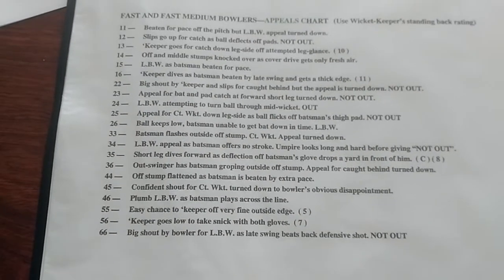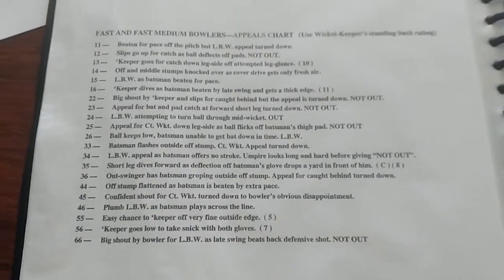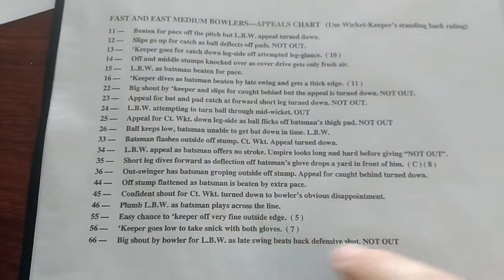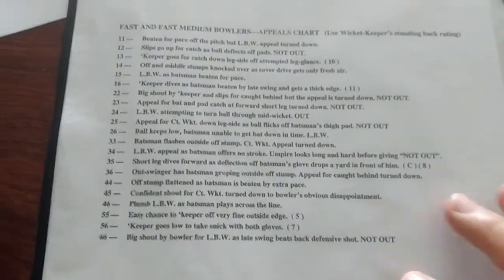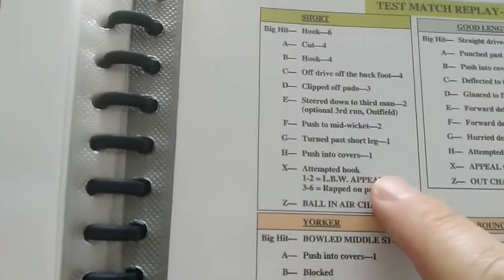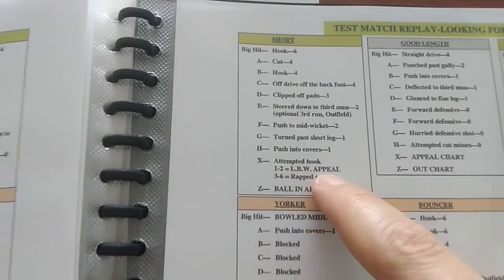Now, there are some rules where the ball can't pitch outside of leg stump, but you probably don't have to worry about that with this game. You basically need to know whether it's out or not. Sometimes there'll be an LBW appeal, and they'll generally come from the charts, like here on Test Match Looking for Runs. On the X, a roll of 1 to 2 would be an LBW appeal.